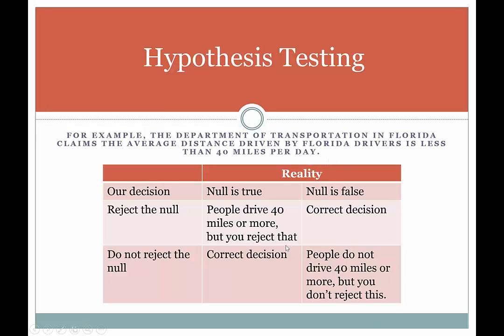Now, of course, the other two are correct decisions because, of course, you're rejecting the null when the null is false. So I won't talk about those, but this is just a concrete example of how you would word the type 1 error in these cases.